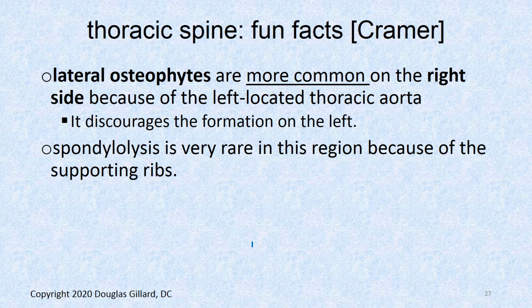Okay, spondylosis is very rare in this region because it's supported by ribs. Spondylolisthesis, so a fracture, a slip, where one vertebra slips in relationship to the vertebra below. Remember we talked about that. See how it slipped? Probably a grade 2 spondylolisthesis there. Very rare here because you have those stabilizing ribs.